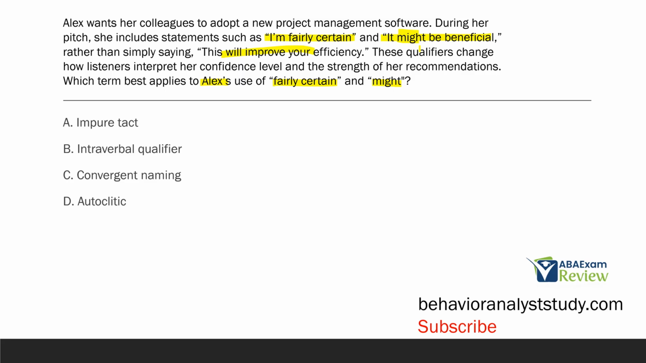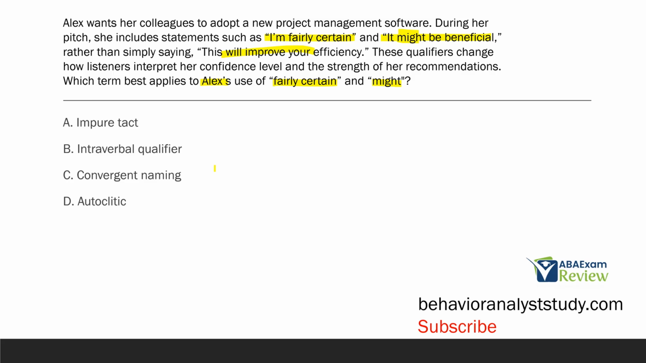And when we have these secondary statements, I'm fairly certain, what kind of verbal operant are we using? A, an impure tact. An impure tact just means the verbal behavior is evoked by both an MO and a nonverbal SD. And that's not what's occurring here.